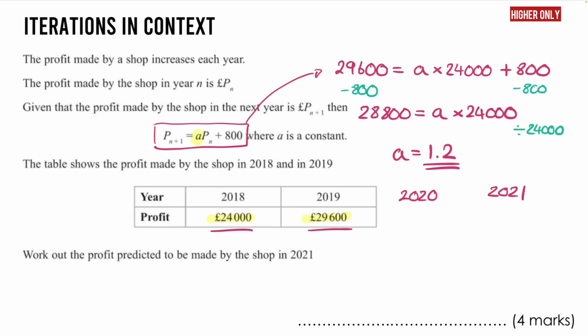So for the next one, we're going to now times by 1.2 and then add 800 and we get 36,320. And then we're going to times by 1.2 and add 800 and we get 44,384. And there we go, there is our final answer for that value there in that 2021 year. So 44,384, and that's in pounds. And there we go, there was some iterations in context and with an unknown constant.